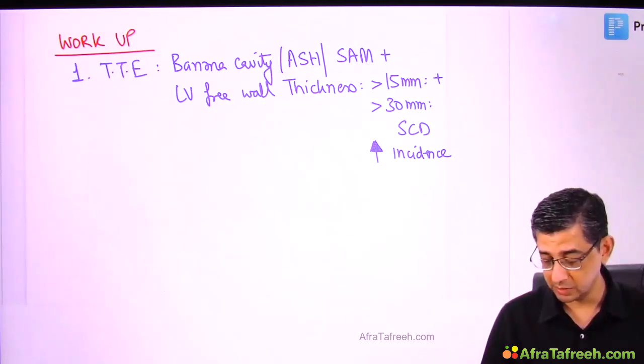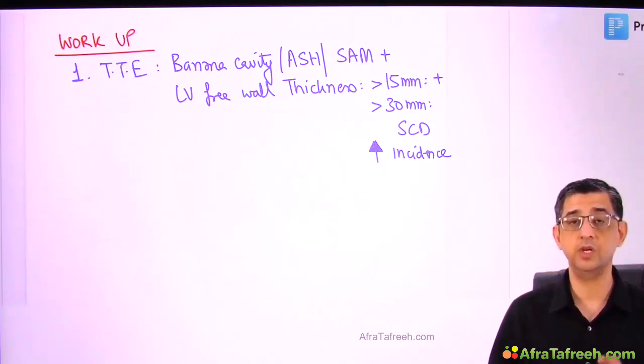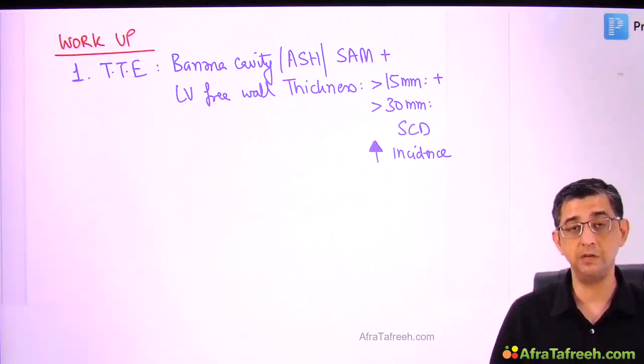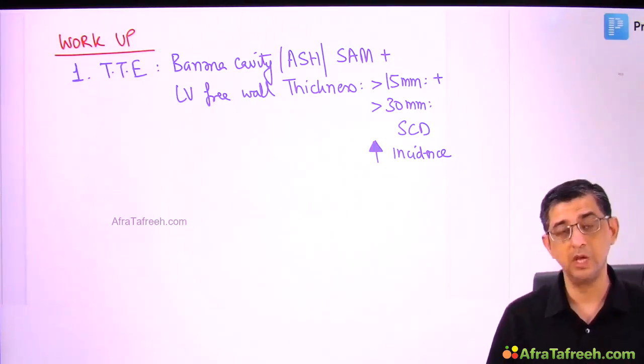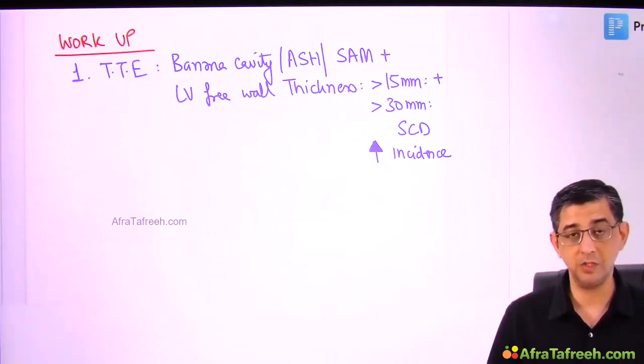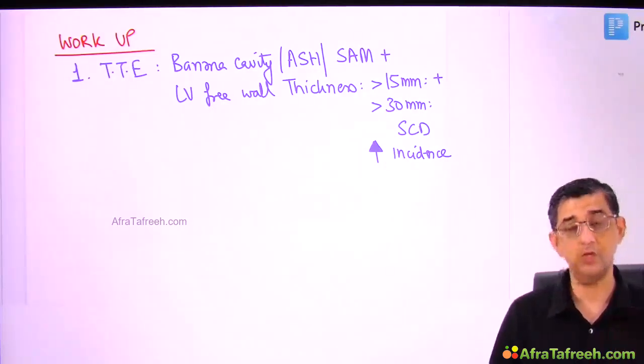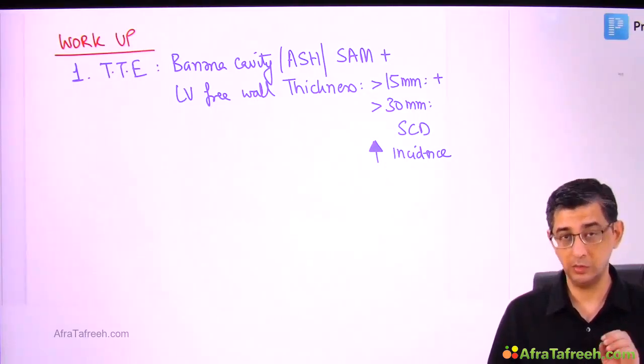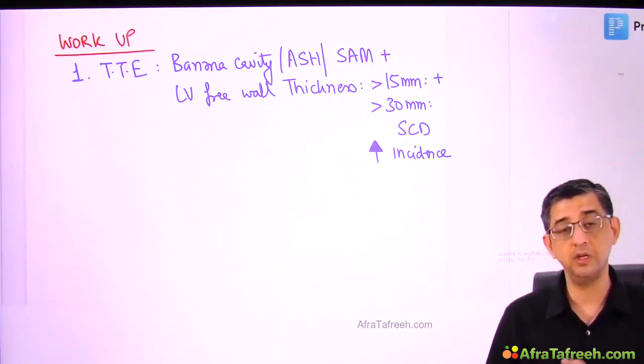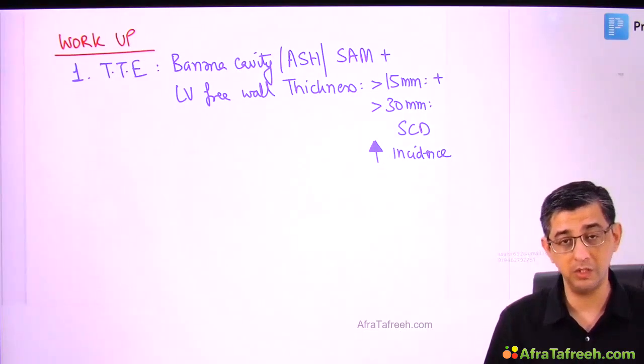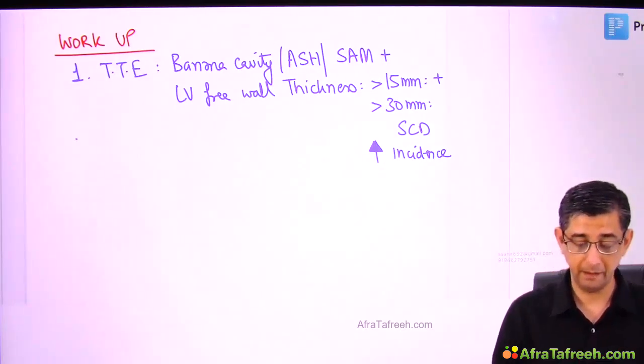Many times in the discussion, I have asked you this question, what is the major mortality reducing intervention that you would like to do for these patients. I will explain to you the technical aspects of ICD as we progress, but I've given you the answer already. Implantable cardioverter defibrillator is the major mortality reducing intervention in these patients, considering that if the wall is more than 30 millimeter, the chances of death can definitely occur.